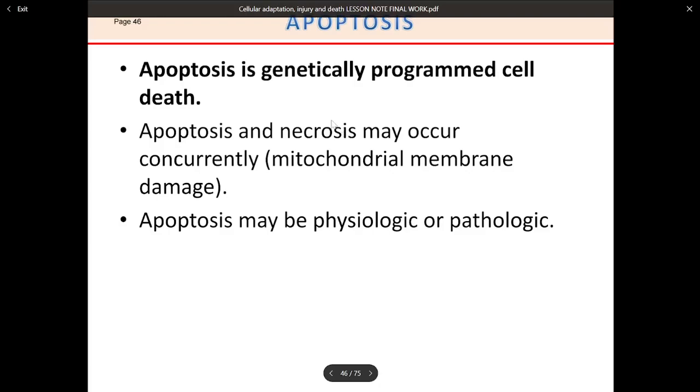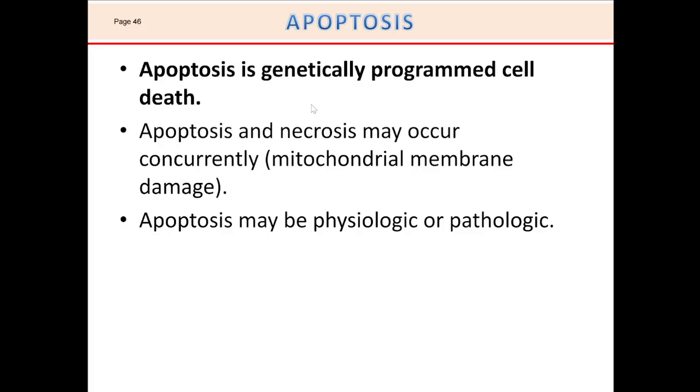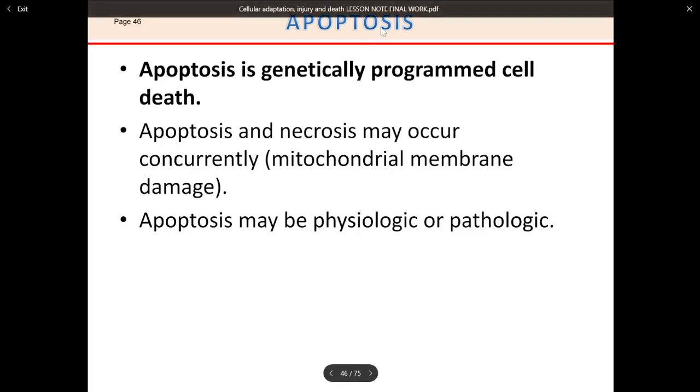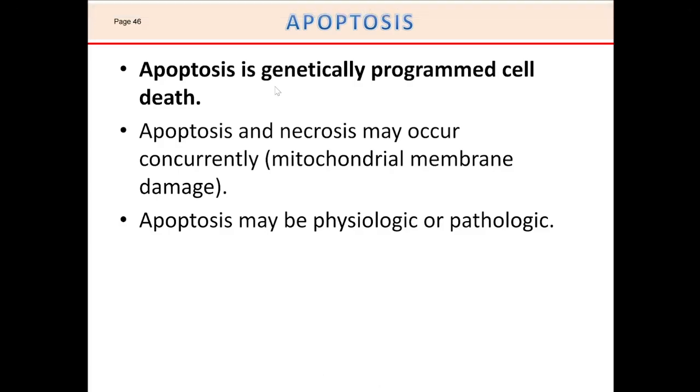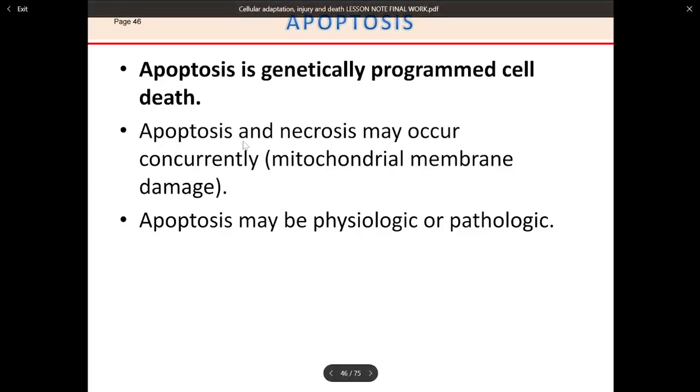Now, apoptosis. The two forms of cell death are apoptosis and necrosis, and we'll discuss them now. Apoptosis simply means genetically programmed cell death. Apoptosis and necrosis may occur concurrently, right? Mitochondrial membrane damage. Apoptosis may be physiological or pathologic.